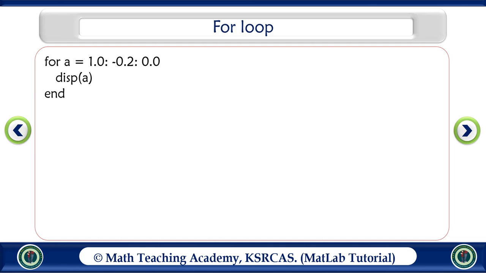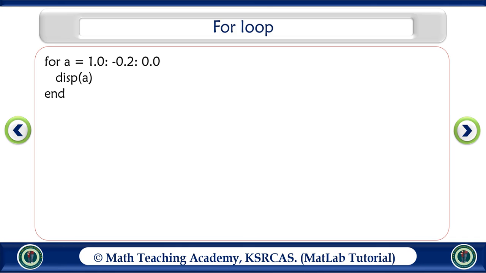And then the control will transfer to the end statement. So when this statement is executed, the control will again transfer to the for command. Now the present value of a is 1 minus 0.2. So 1 minus 0.2 is 0.8. So the value 0.8 is displayed on the screen, because disp of a will display the value a on the screen. So the value of a is 0.8. So 0.8 is displayed on the screen.